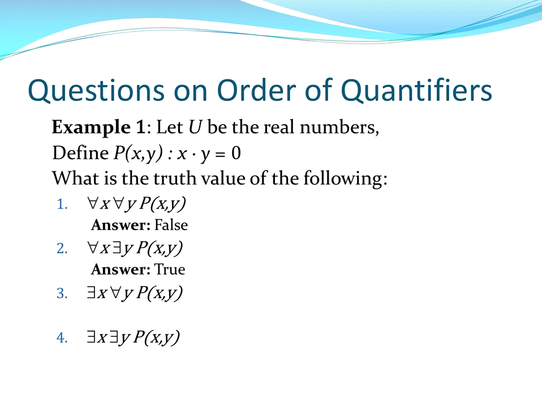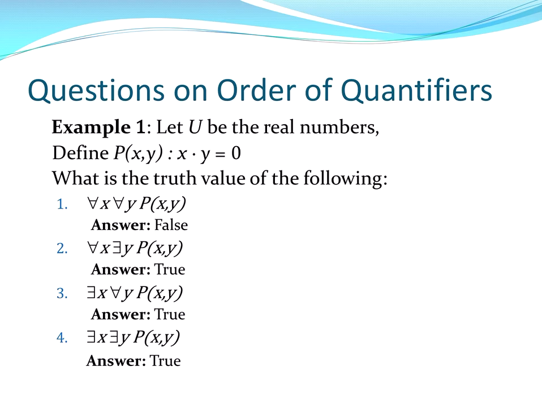And what about there exists x such that for every y, P(x, y) is true? Yeah, if x is equal to 0, that'll be true. And then there exists x and exists y, P(x, y) is also going to be true as long as one of them is 0.